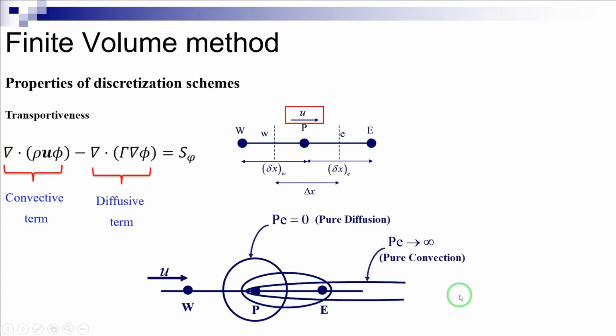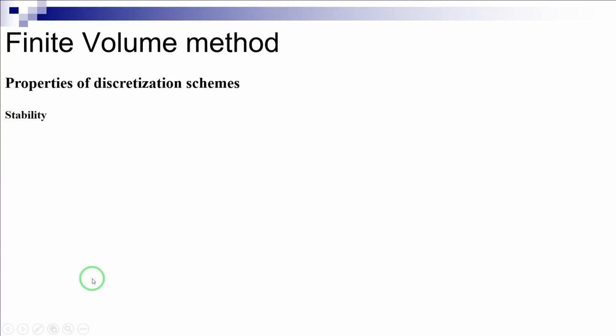Note that it is very important that the relationship between the magnitude of the Peclet number and the directionality of influence known as the transportiveness is considered in the discretization scheme for convection. Stability. The scheme is stable if small errors such as truncation error and round-off error do not grow during the solution process of the resulting system of algebraic equations. Order of accuracy.